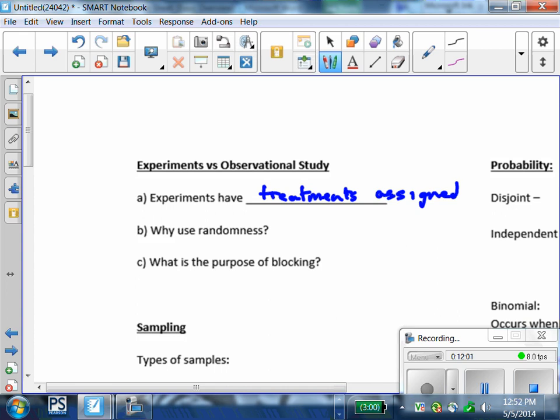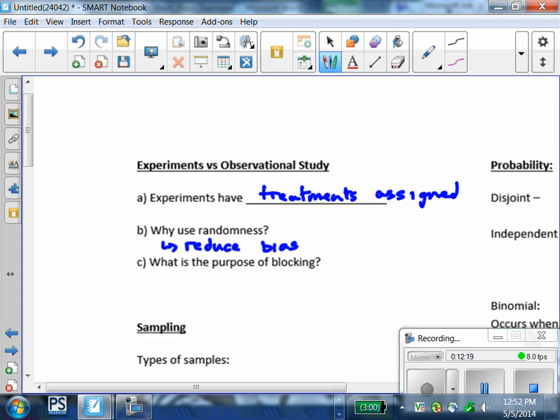Why use randomness? The biggest reason is to reduce any kind of bias that could be introduced by the person doing the experiment. It could be to reduce bias that could be introduced by the subjects that are in the experiment.